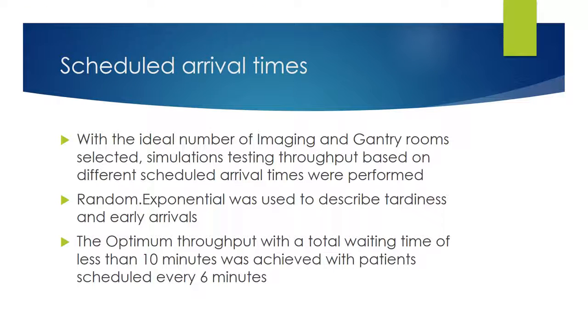One of the goals of the article was to reduce the wait time of each patient. They set a maximum of 10 minutes of wait time per patient. So using the ideal number of imaging and gantry rooms, I was able to come up with the optimal utilization of the cyclotron while keeping the average wait time under 10 minutes per patient. This turned out to be having a random exponential of every 6 minutes, and therefore patients should be scheduled to arrive at 6-minute intervals, and this accounts for tardiness and people that show up early as well.